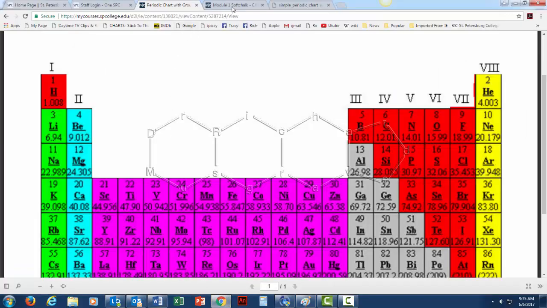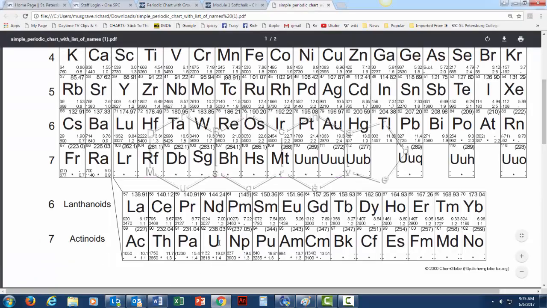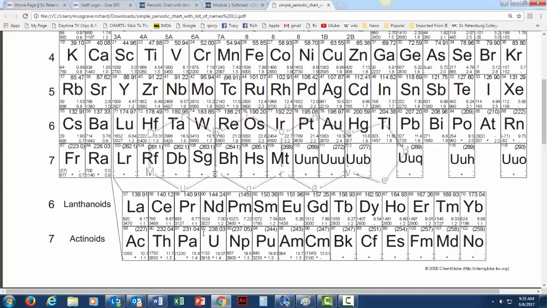If we take a look at a periodic table, we can find uranium down here, and you can see that it has an atomic number of 92, which means it has 92 protons. Protons are positively charged, which means it's going to need 92 electrons to balance those out. So the protons and electrons are always going to be equal.